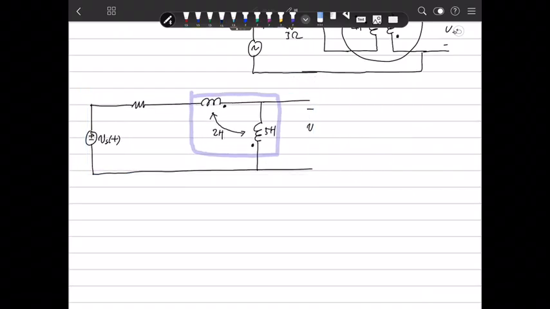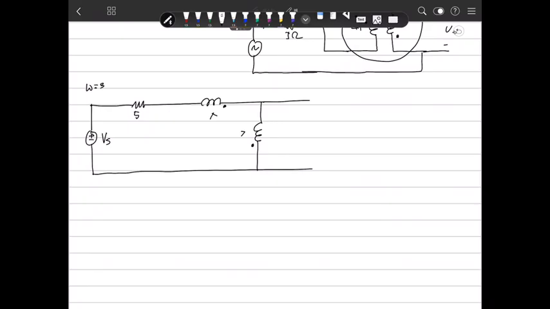All right. Because this is a VS. The VS is a VS. This is a resistor 5. Because omega is 3, so this is a 4 Henry. Therefore, J12. This is a J15, and the mutual is J6. Then this is a VO.